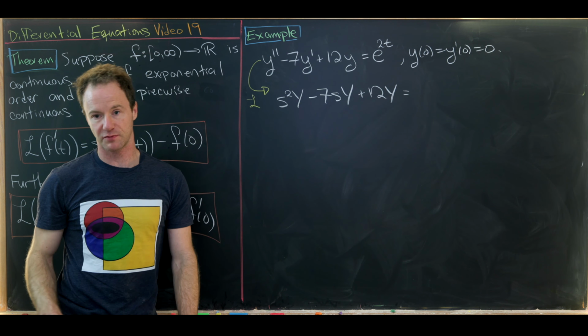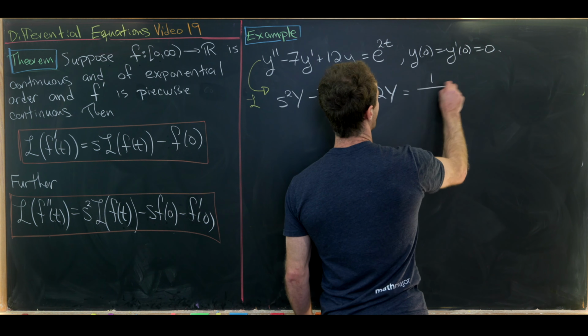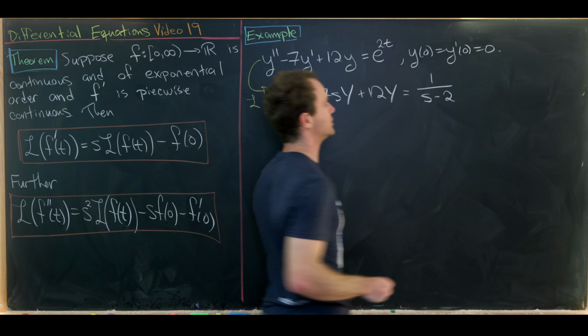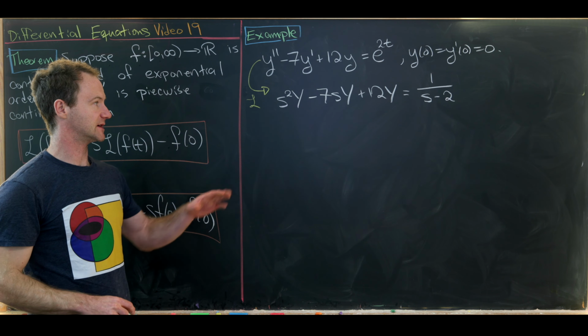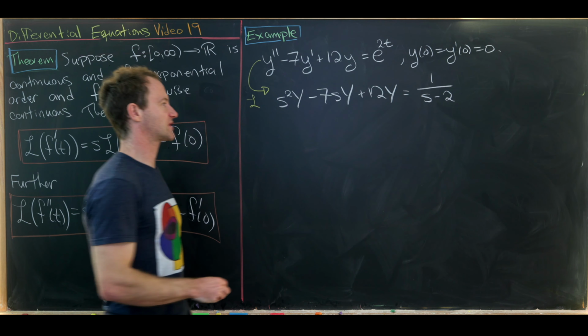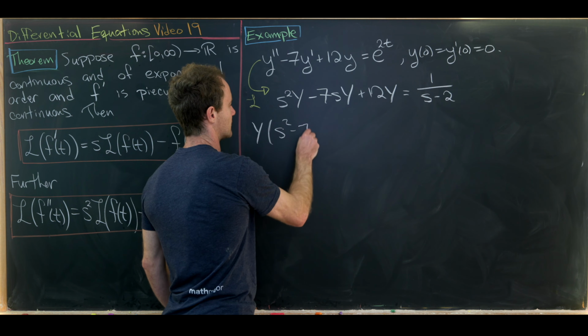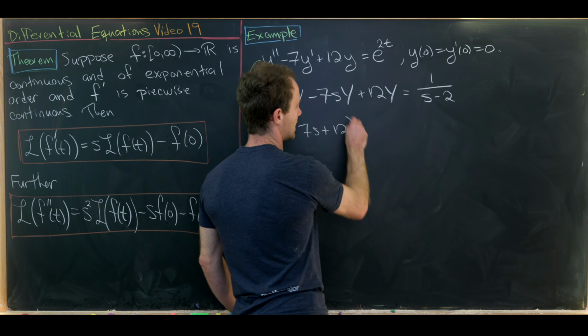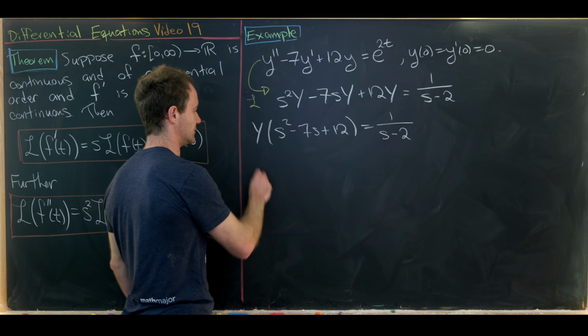Next, we need to take the Laplace transform of e to the 2t. If you recall, that's 1 over s minus 2 from some stuff that we did previously. Okay, nice. Now let's note that we can factor a y out of this left-hand side. That'll leave us with s squared minus 7s plus 12. Then we have this is 1 over s minus 2.